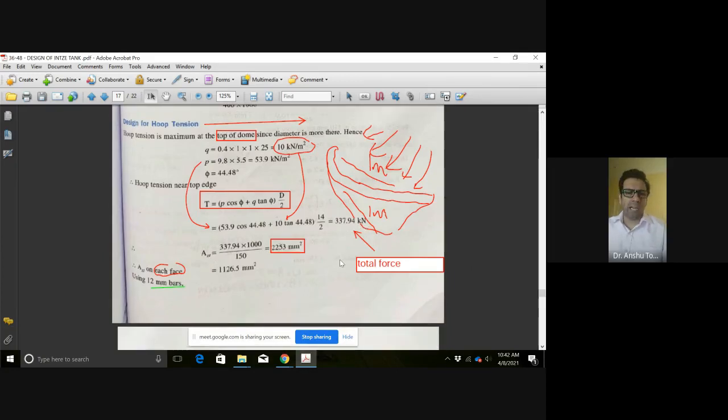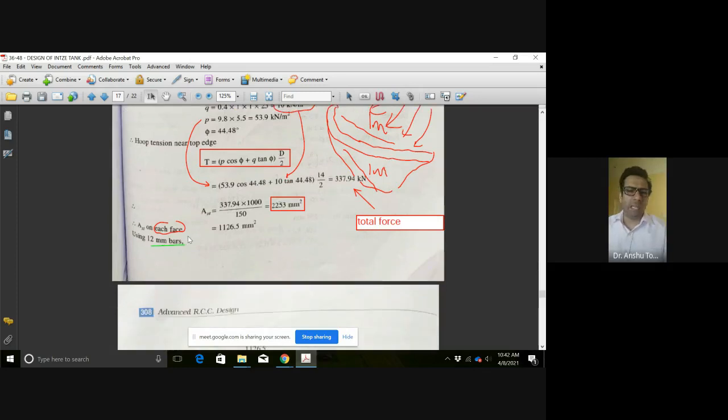And similarly, as we have done earlier also, stress is equal to force upon area. So area is going to go into the numerator onto the left hand side of the is equal to sign, and stress is going to come into the denominator onto the right hand side. That will give us area of steel required against the hoop tension generated at the top dome level, which is going to come up 2253 mm square.